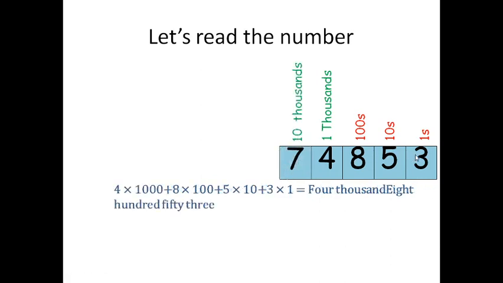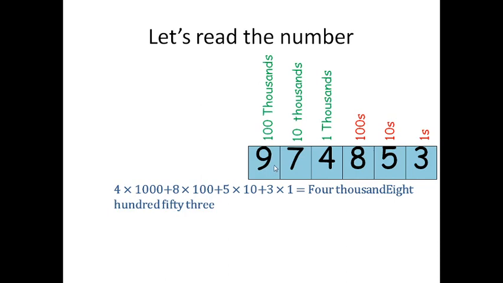Okay. Let's take another digit. Now how do we read? 7 into 10,000. 7 into 10,000 means 70,000. 7 multiplied by 10,000 is 70,000. Here 4 into 1,000, here we have 4,000. So what is the total? 74,000. 74,853. Let's take another digit.